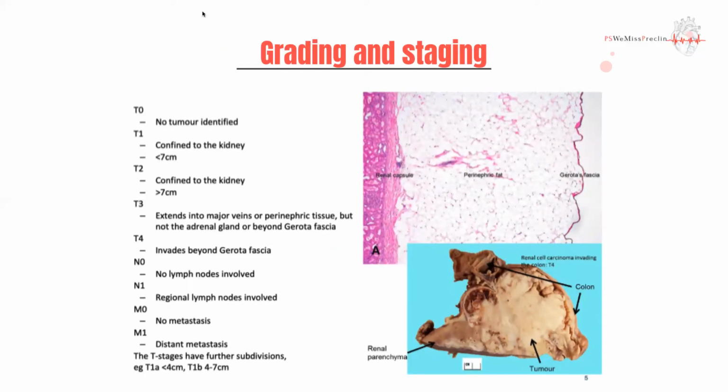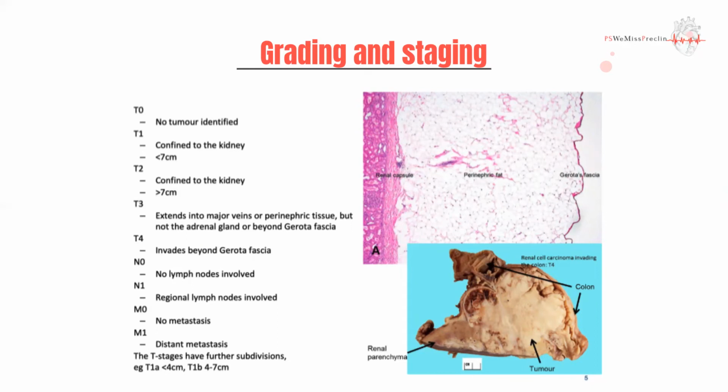In terms of grading and staging, we follow the TNM system of classification that we've touched base on with other lectures and other types of cancers. So going back to basics, T refers to the tumor, N refers to nodes or lymph nodes, and M refers to metastatic spread. T can be from T0 to T4. T0 is no tumor, and that's probably not going to be a grade.